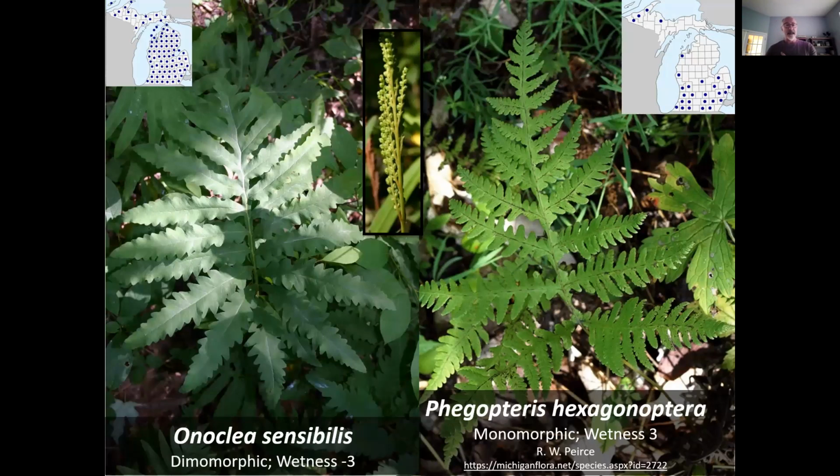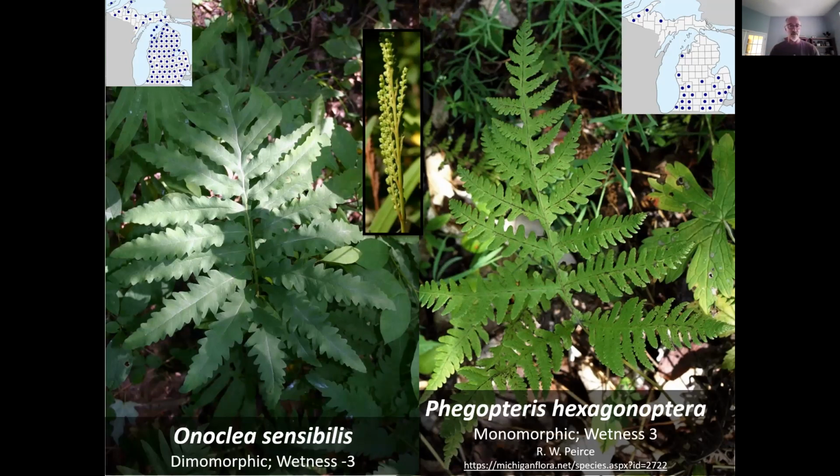We're getting into drier habitats now. Two species that can easily be confused with one another are the sensitive fern on the left, Onoclea sensibilis, and on the right, Phegopteris hexagonoptera. Phegopteris is a thelypteroid, meaning the leaflets have hairs on them. It's part of the hairy group, whereas Onoclea is in a completely different family, the Ophioglossaceae actually. But superficially, I find them hard to tell apart.